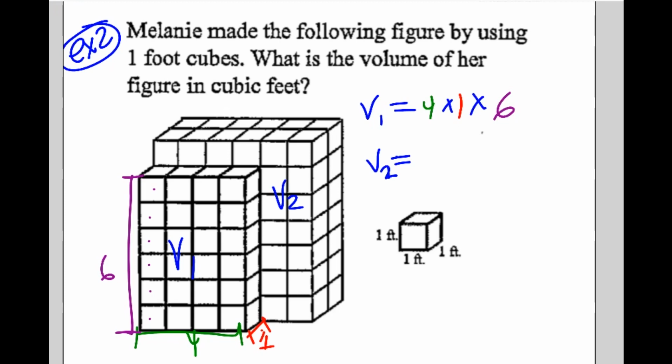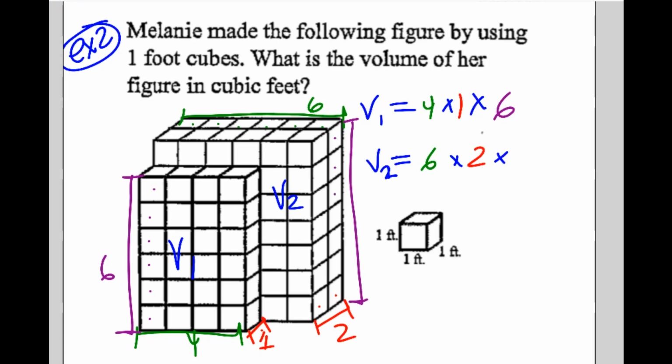So the second one, I'm going to have to get my length from up here. So from left to right up here, 1, 2, 3, 4, 5, 6. Then I have my width. My width is from front to back. That's 1, 2. Then I have my height from top to bottom. 1, 2, 3, 4, 5, 6, 7. So that's 7. And that was it. Now we have to multiply it all together and add them up.